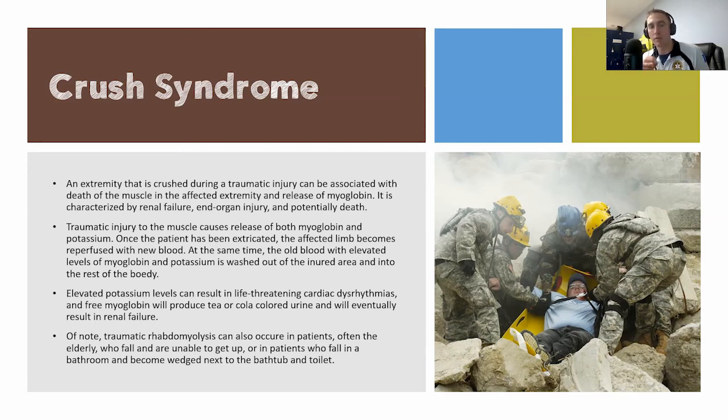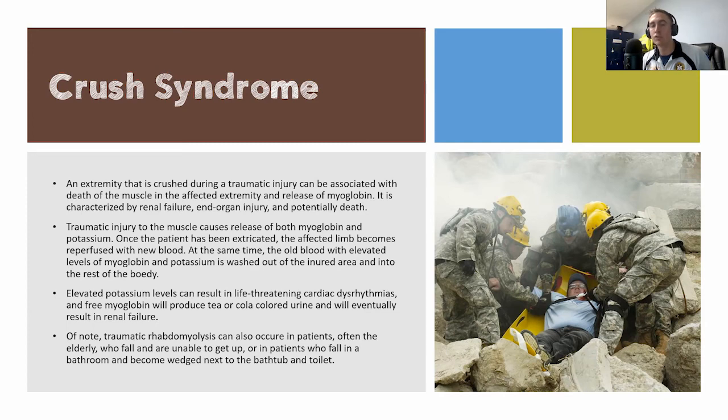The pressure causes the death of muscle, which releases myoglobin. When muscle tissues are damaged, it releases myoglobin. Myoglobin is bad for the kidneys. It can cause renal failure and damage organs, and it can also cause death. When cells are damaged, they release potassium. Now, it's generally not a concern while that person remains in that position, whatever position they're crushed in.